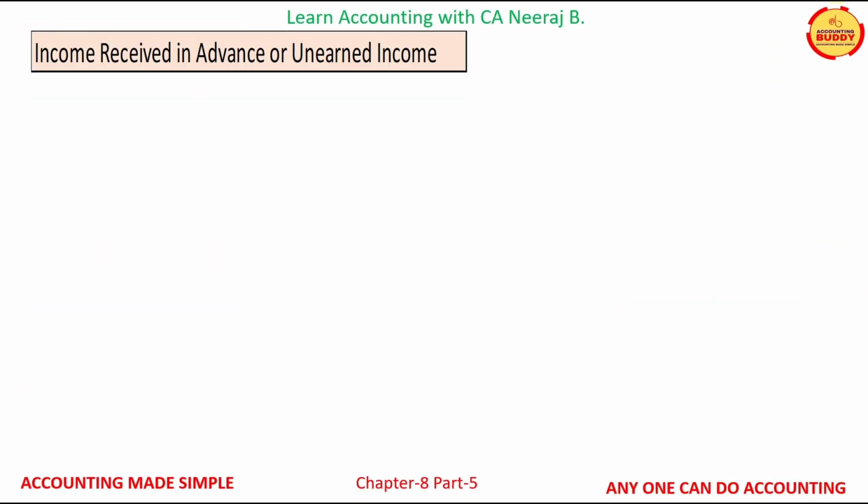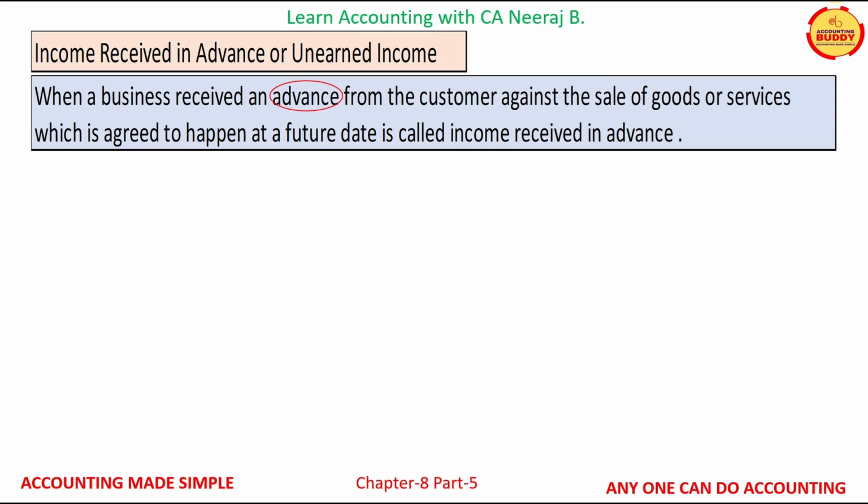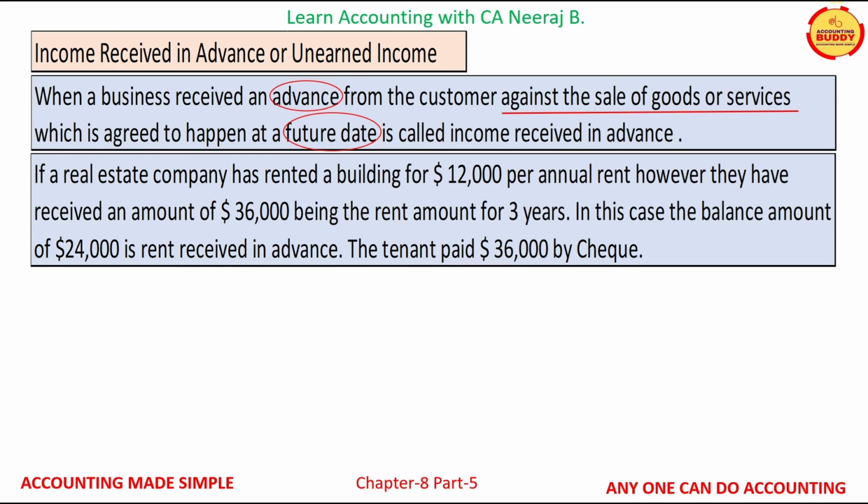Income received in advance, or unearned income, is another adjustment journal entry which is passed. When a business receives an advance from a customer against the sale of goods or services, which is agreed to happen at a future date, it is called income received in advance. For example, if a real estate company has rented a building for $12,000 per annum rent, however, they have received an amount of $36,000 being the rent amount for 3 years. In this case, the balance amount of $24,000 rent is received in advance.